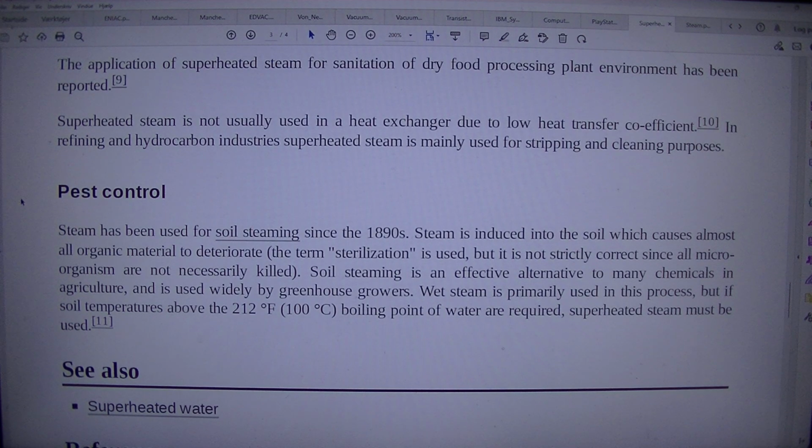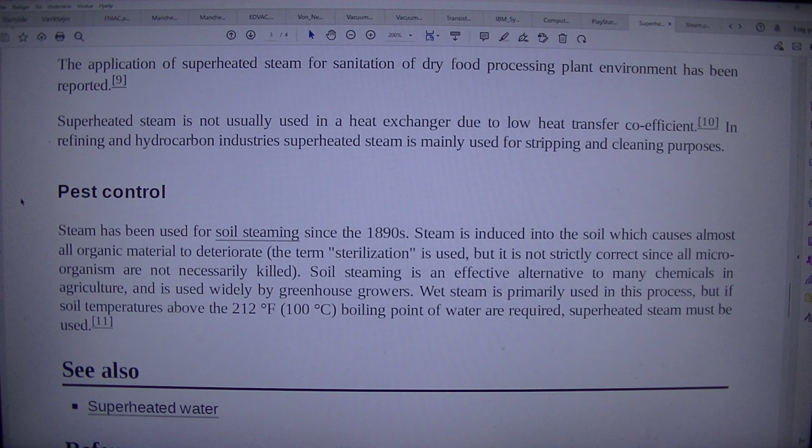Superheated steam is not usually used in a heat exchanger due to low heat transfer coefficient. In refining and hydrocarbon industries, superheated steam is mainly used for stripping and cleaning purposes.